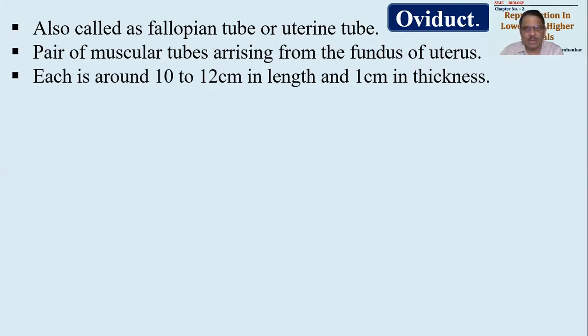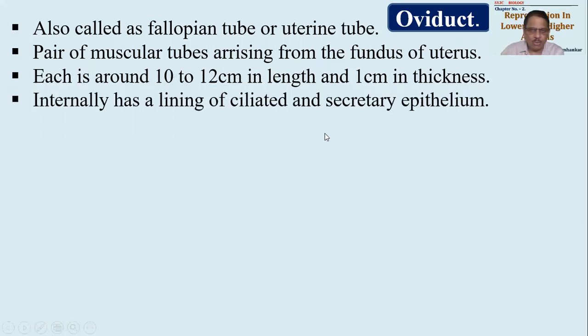In case of humans, they are called fallopian tubes. Each fallopian tube will be around 10 to 12 centimeters in length and around 1 centimeter in thickness, lined by three normal layers: outer protective layer, middle muscular layer, and inner layer of ciliated epithelial cells and secretory epithelial cells. These secretory epithelial cells will secrete mucus.